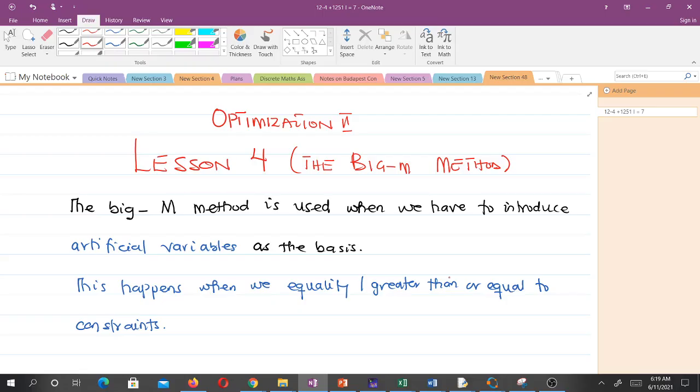So in this video, we'll be talking about the Big M method, which is a method under the simplex method for solving linear programming models.